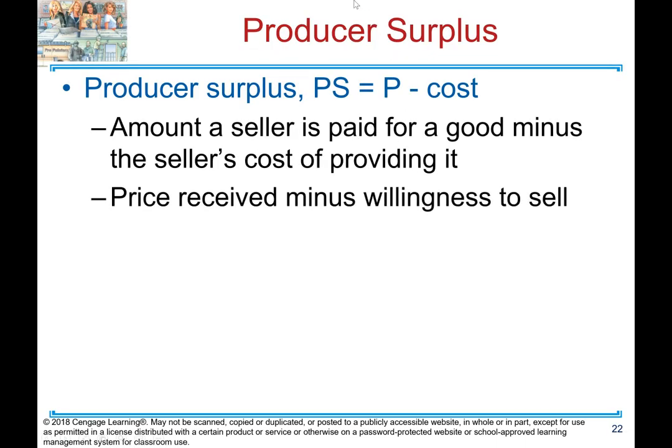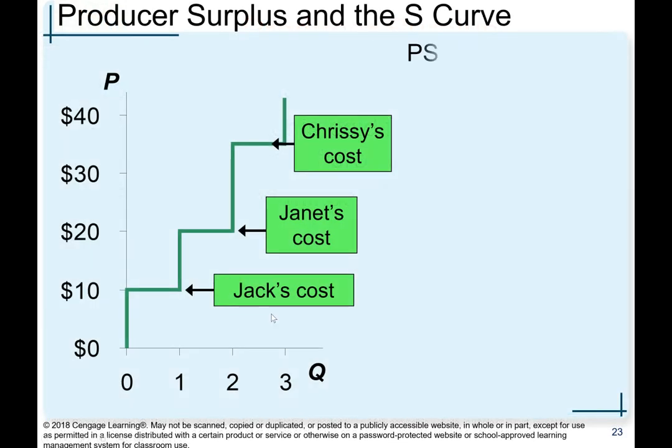So producer surplus is defined as the difference between the price and the cost: the amount a seller is paid for a good minus the seller's cost of producing it. That is the seller's willingness to sell. The price received minus willingness to sell. So, producer surplus is price minus cost.